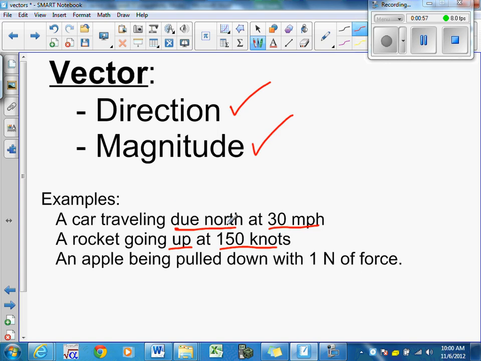An apple is being pulled down, its direction, with 1 Newton of force. That's a measurement of force, how hard you're pulling. So it can be a speed, it can be a force. To have a vector, you need direction and magnitude.